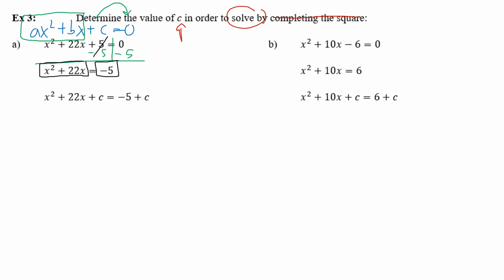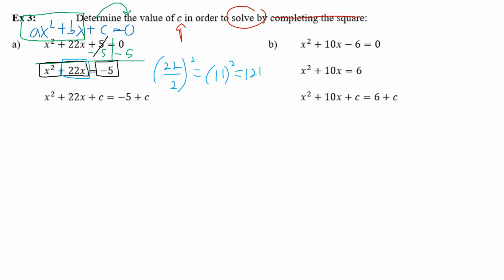Okay. The next step we're going to do here, we're going to find c, so we're going to complete the square. So we're going to take b, divided by 2, and raise it to the second power. Now, b happens to be 22, so we're going to take 22, divided by 2 in parentheses, and raise that to the second power. So 22 divided by 2 is 11. 11 squared is going to give us 121.